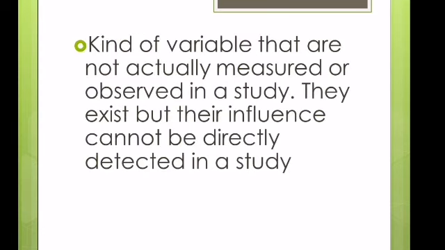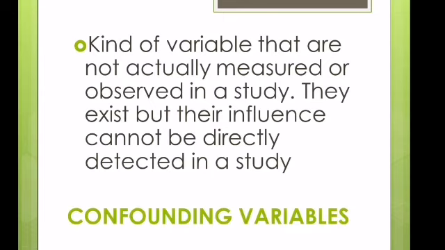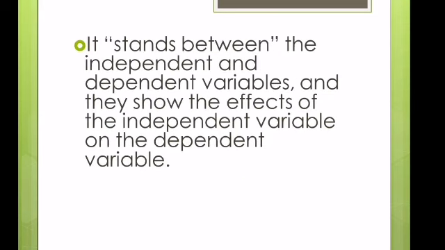Next, a kind of variable that are not actually measured or observed in a study. They exist, but their influence cannot be directly detected in a study. You got it, and that is confounding variables. Next, it stands between the independent and dependent variables, and they show the effects of the independent variable on the dependent variable. Splendid! That is intervening or middling variables.